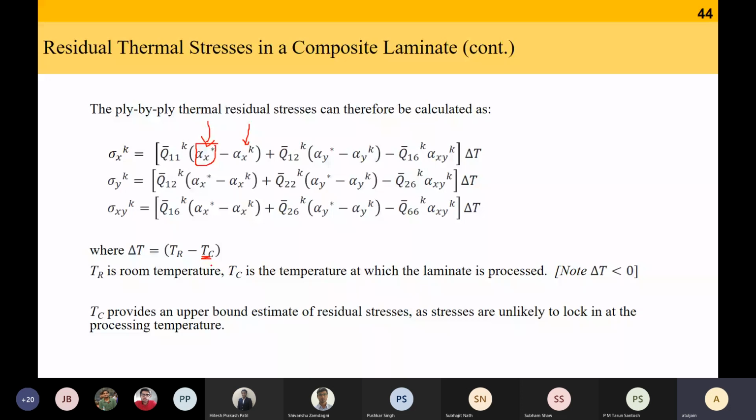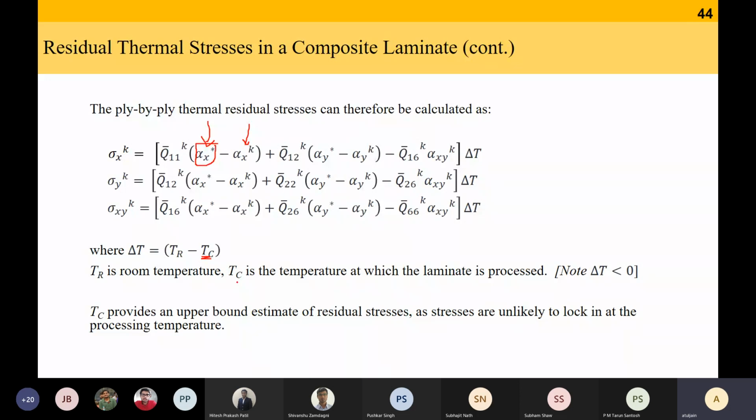Delta T will be negative. So your residual stresses most likely are going to be compressive. We are using TC because that is the upper bound of the temperature. It is going to be less than this, but this will give you an upper bound estimate of the residual stresses. Because at that temperature where TC is going on, it's unlikely that residual stresses will be taking place, because at that temperature maybe the matrix is still in a liquid phase and you are having some sort of percolation.